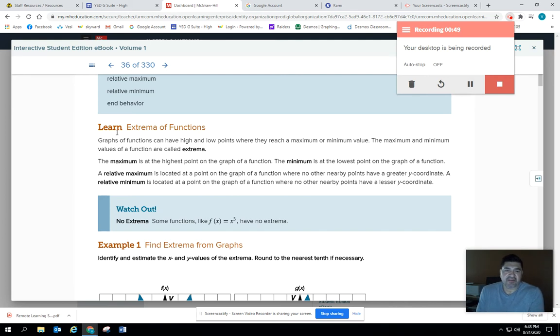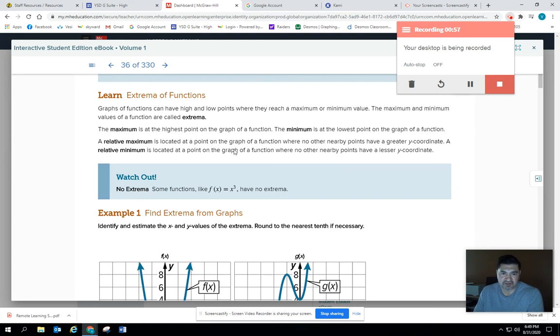Okay, it says learn extrema of functions. Graphs of functions can have high and low points where they reach a maximum or a minimum value. The maximum and minimum values of a function are called extrema. The maximum is at the highest point on the graph of a function, and the minimum is at the lowest point of the graph of the function. A relative maximum is located at a point on the graph of a function where no other nearby points have a greater y-coordinate. A relative minimum is located at a point on the graph of a function where no other nearby points have a lesser y-coordinate.